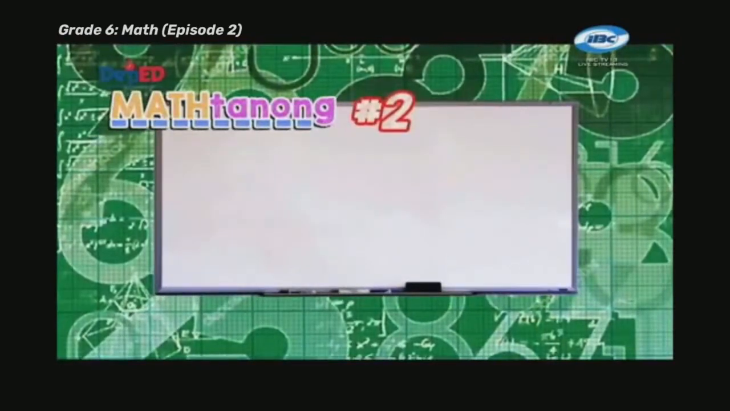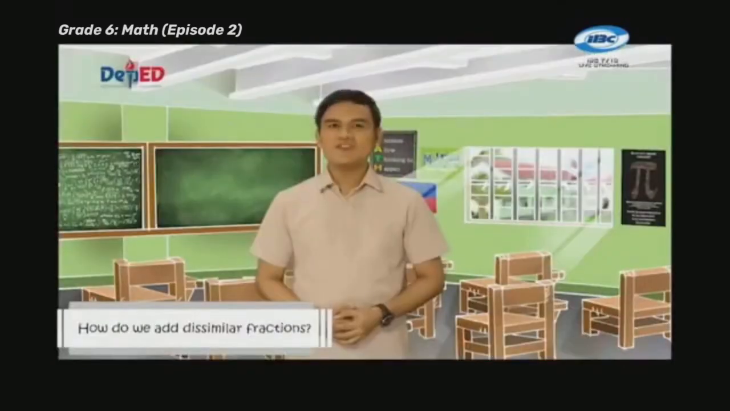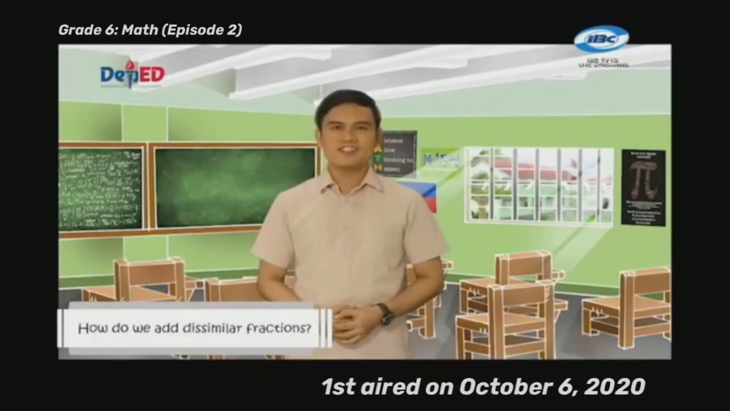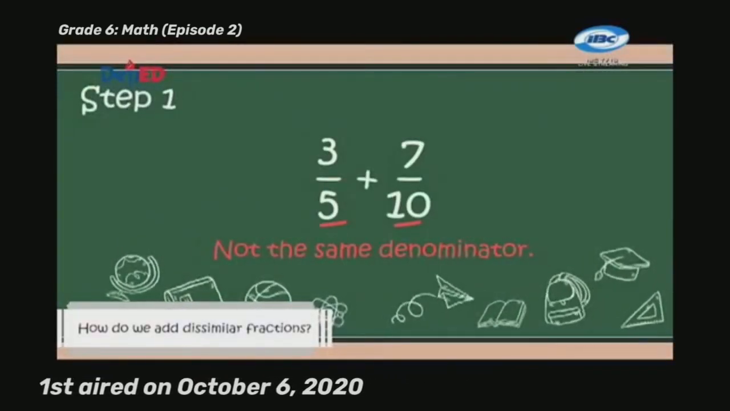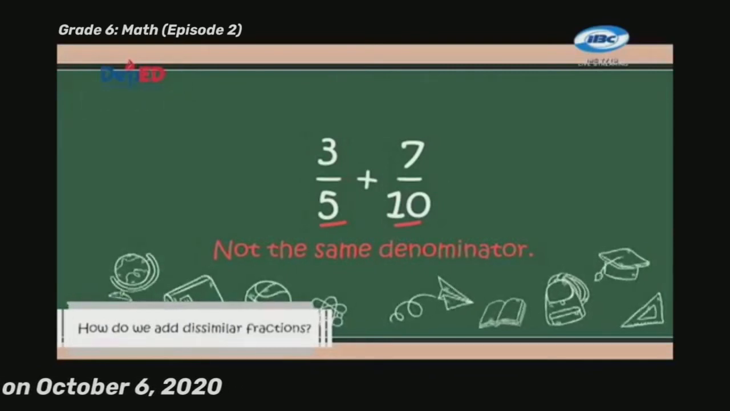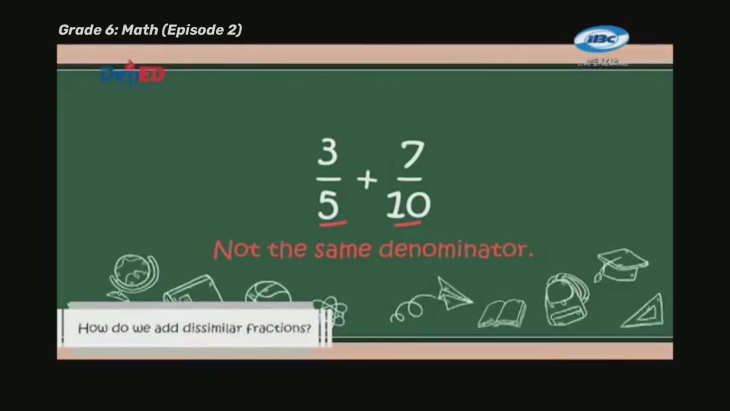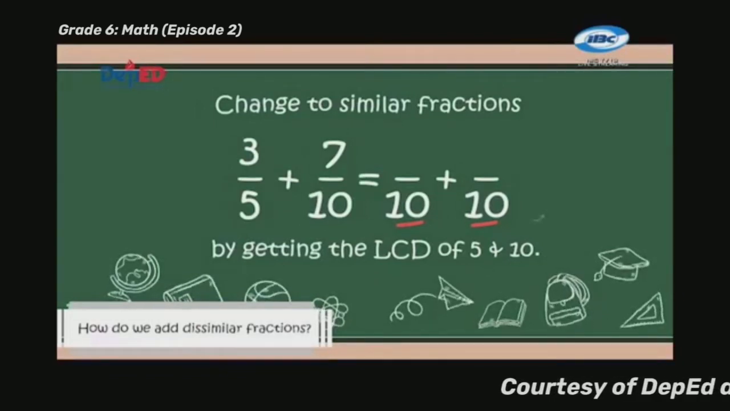Math Tanong number 2. How do we add dissimilar fractions? Let us follow again the step-by-step in adding dissimilar fractions. For example, 3/5 plus 7/10. Step 1. Again, since the denominators of the fractions are not the same, we need to change them into similar fractions for we cannot add directly. Change fractions to similar fractions through getting the least common denominator or LCD of 5 and 10. Again, by using any method, the LCD of 5 and 10 is 10.